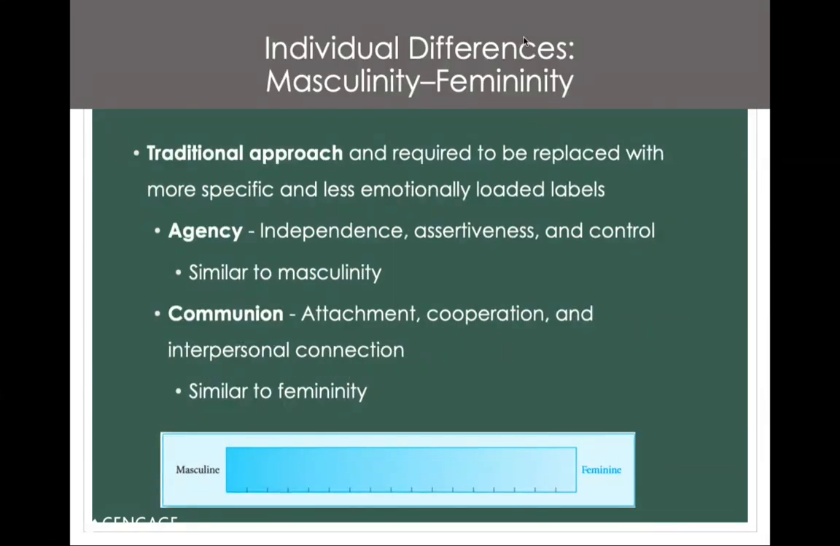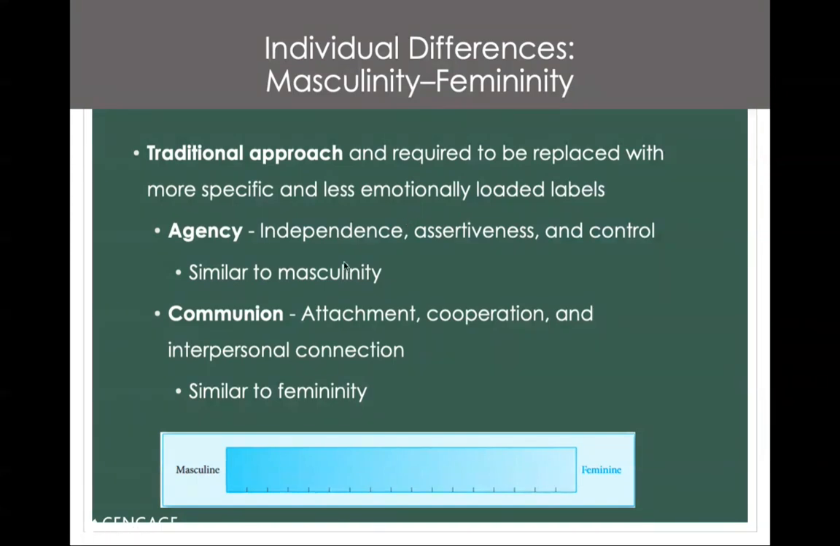So when talking about masculinity and femininity, it's also important to see that there are different approaches to understanding it. Firstly, initial models of masculinity and femininity represented two extremes positioned on a single continuum, right? As shown in the figure down here, masculine is on this side, feminine is on this side, and so there's a mutually exclusive quality to it. So the more manly you are, the less feminine you are, and so the traditional approach requires to be replaced with more specific and less emotionally loaded labels, right?